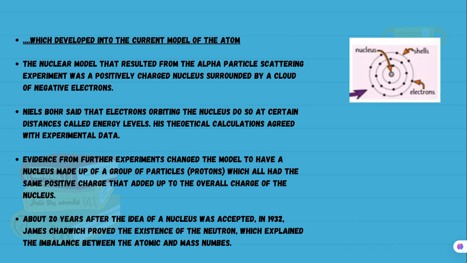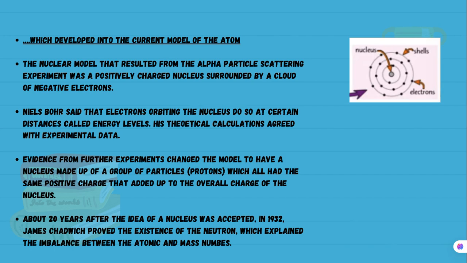This then developed into the current model of the atom. The nuclear model that resulted from the alpha particle scattering experiment was a positively charged nucleus, surrounded by a cloud of negative electrons. Niels Bohr said that electrons orbiting the nucleus do so at certain distances, called energy levels. His theoretical calculations agreed with experimental data.